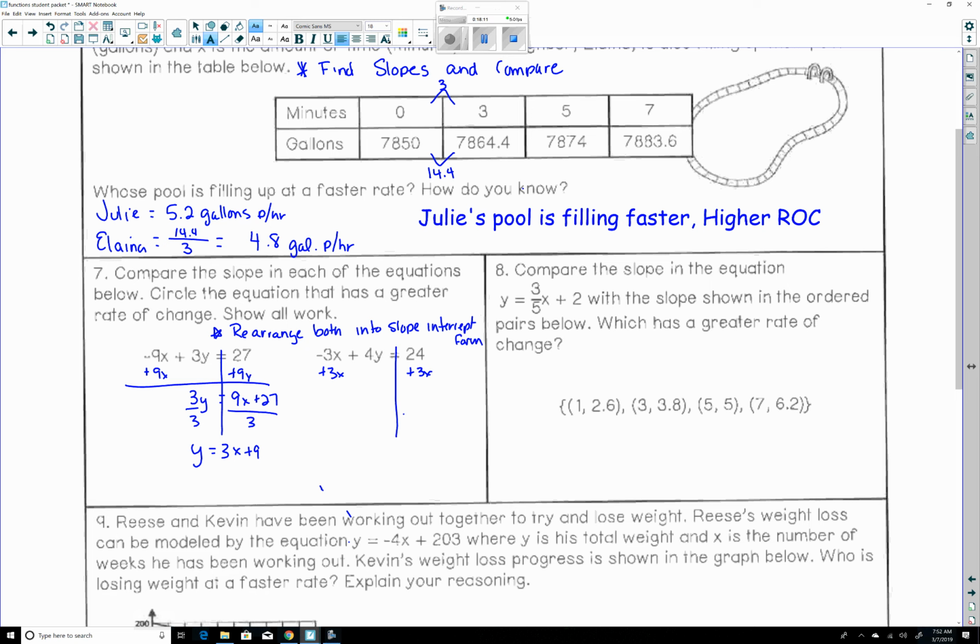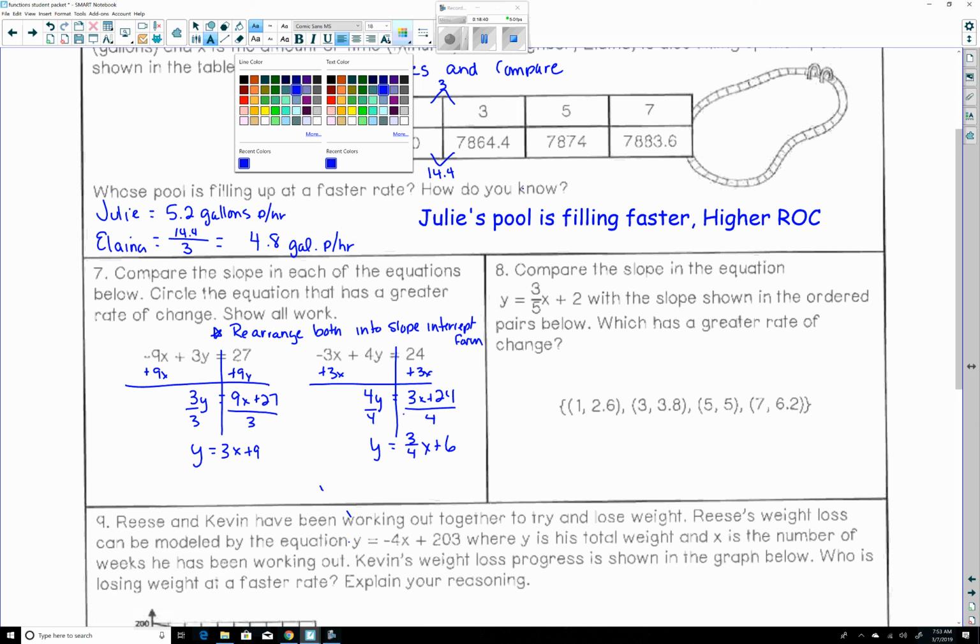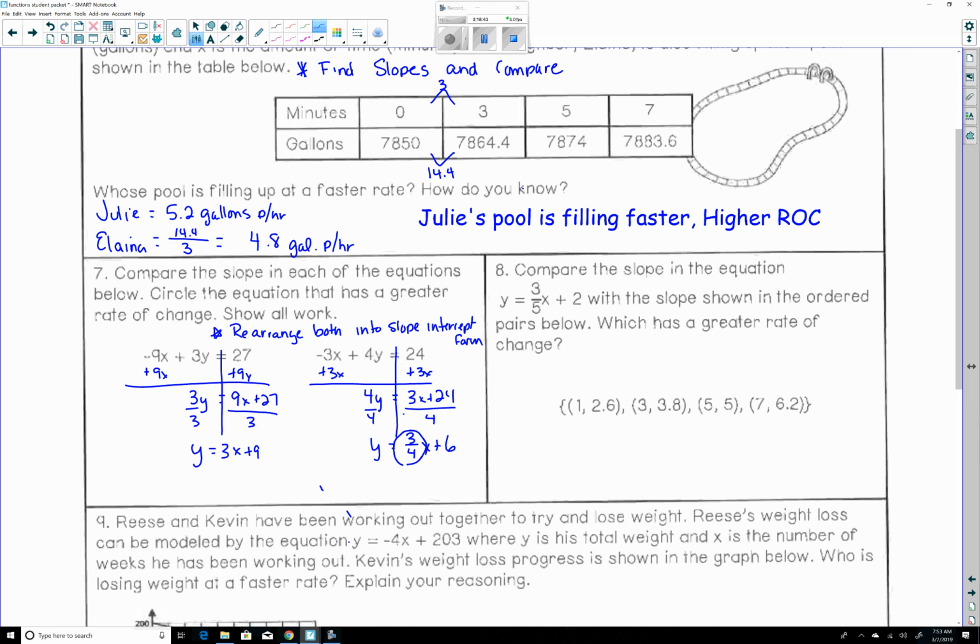Pause the video if you haven't already. Come on now. Okay, so I got y equals 3/4 x plus 6. So I need to look at my slopes. So I'm looking right here. Oh, I don't know why that didn't change. Looking right there. Which one is greater? 3 is greater than 3/4. So this is my greater rate of change, this equation. Okay?